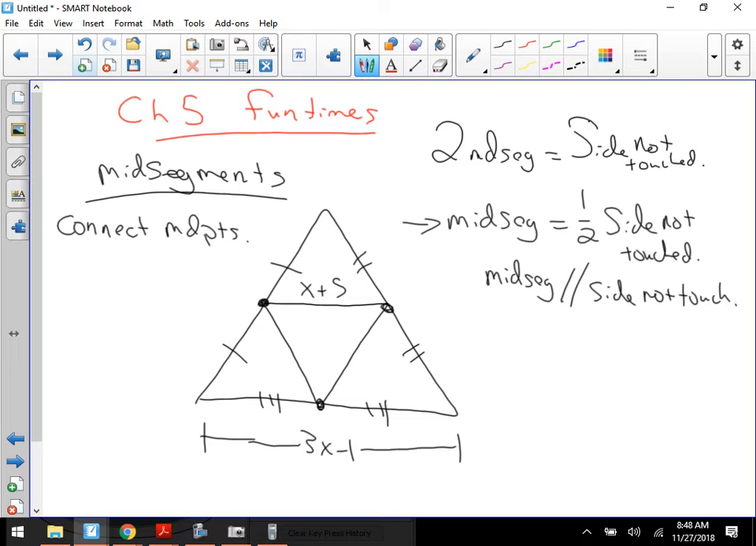That real simple example has mid-segments. It says that x plus 5 touches the two sides of the triangle at the midpoints. You can see it because it's marked. That means it's equal to half the side it doesn't touch, or if you double it, it'll equal the side it doesn't touch. What side doesn't it touch?